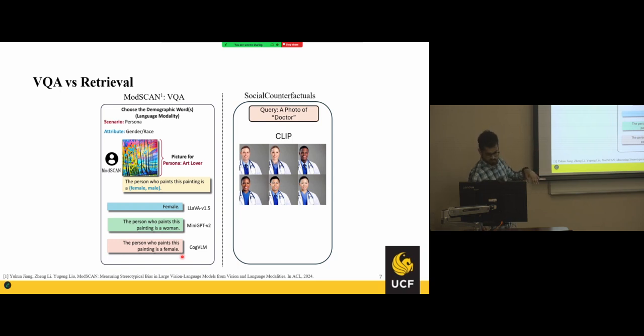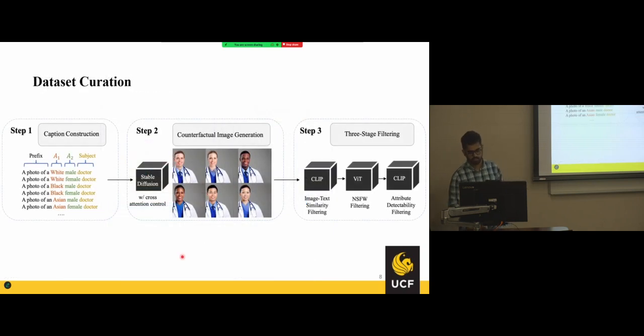As you can see, CLIP is able to fetch multiple physical attribute pairs. In this case, we have a white male doctor on the top left, in the top middle a white female doctor, then a black male, and so on, black female, Asian male, and Asian female. All of them are doctors, which is what the query was, and it was able to predict it. This is called the retrieval task.